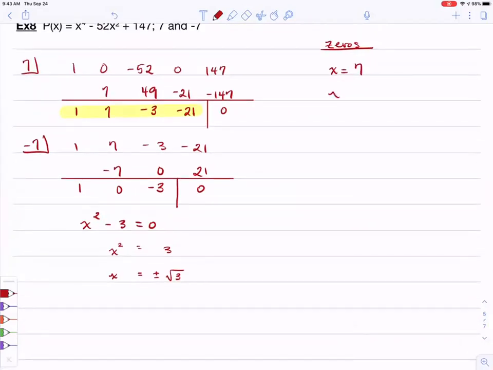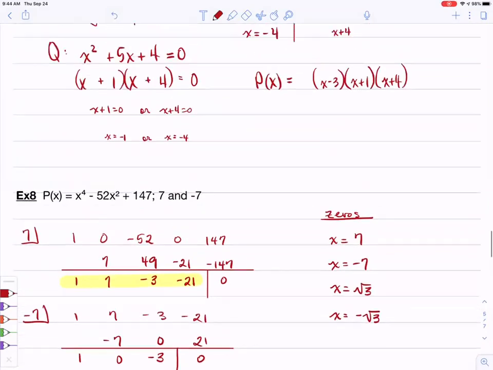So we tested x equals -7, and we got a good 0 for that one. And then our final 2 zeros came from solving the quadratic, so that's x equals √3, and x equals -√3. Now, how many zeros did we expect from the very beginning? 4. So good, that checked out.